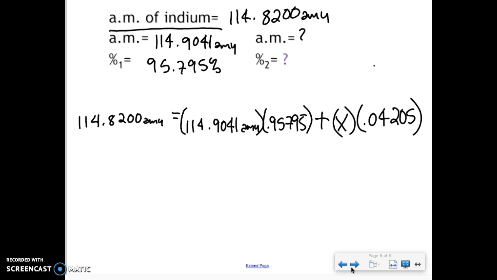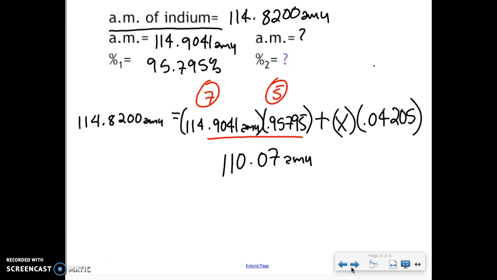Do the things that you know how to do first. The first thing I would do is multiply these two numbers right here. This number has 7 sig figs. This has 5 sig figs. My answer better have 5 sig figs. So I'm going to punch this in, 114.9041 times 0.95795, and I get 110.07. That's with sig figs. 110.07 in AMUs. Hopefully that makes sense. I've gotten rid of this.